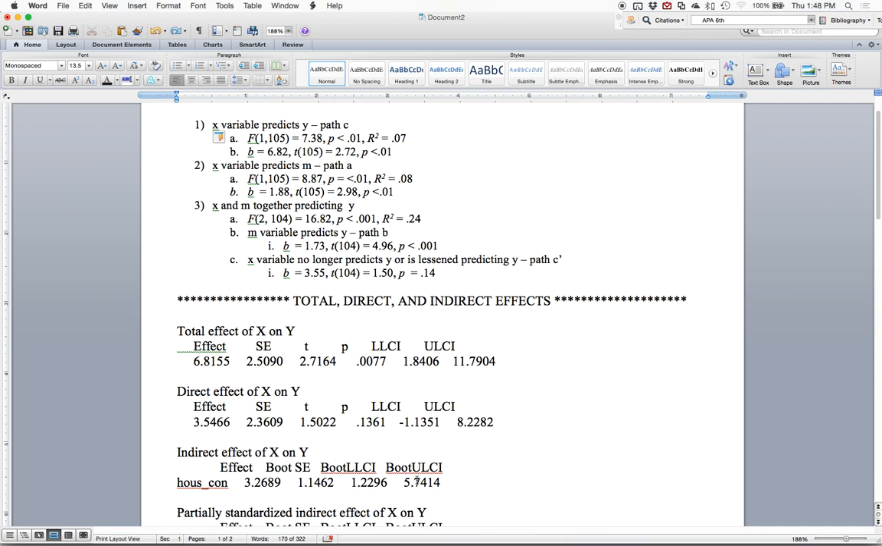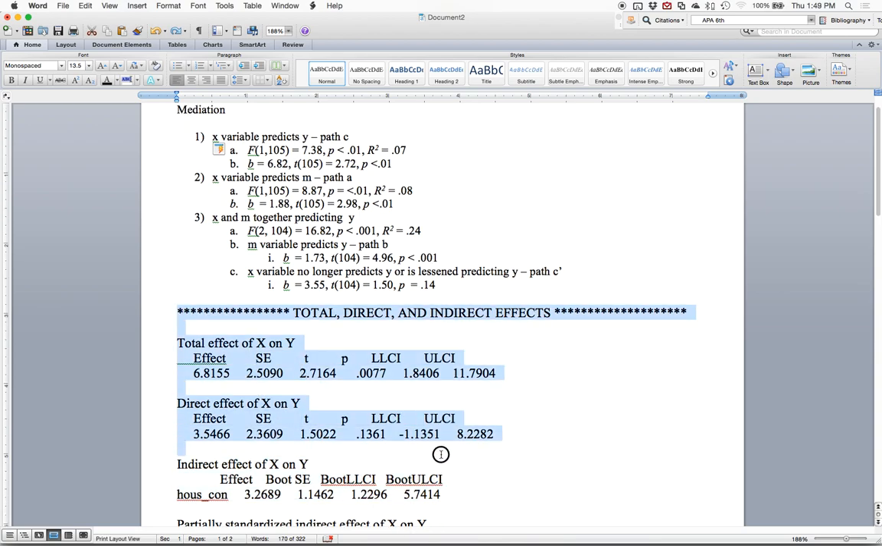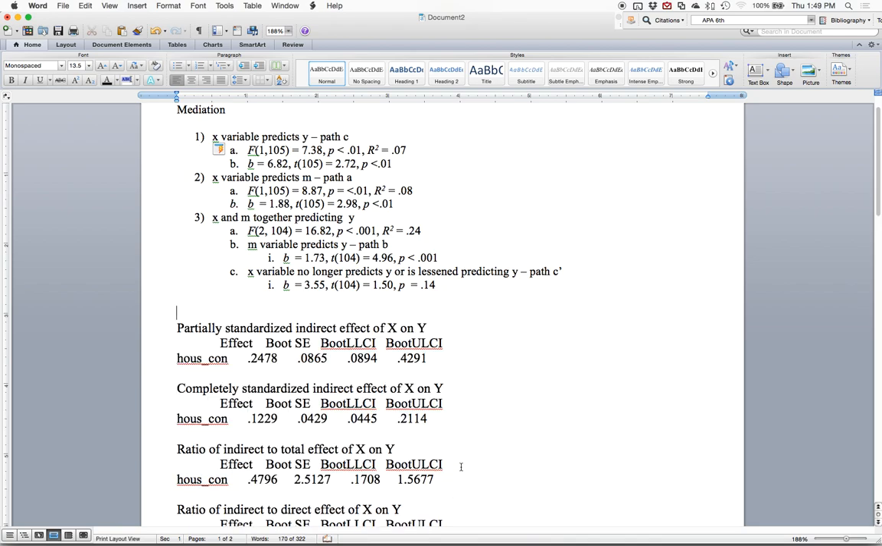So the bootstrapped confidence interval tells you if the effect, the difference between the two, crosses 0. So if C minus C prime includes a 0 in its confidence interval, that means there's no difference between the two. So you want to see that this confidence interval does not cross 0, because that implies that there is a difference between the two. Okay? All right.